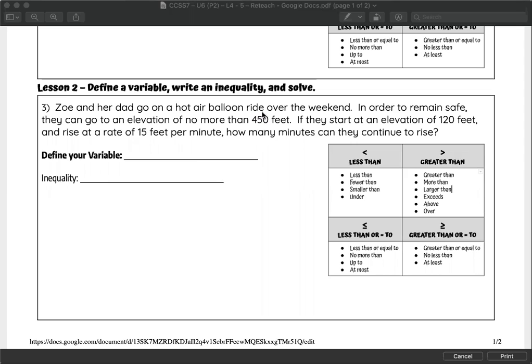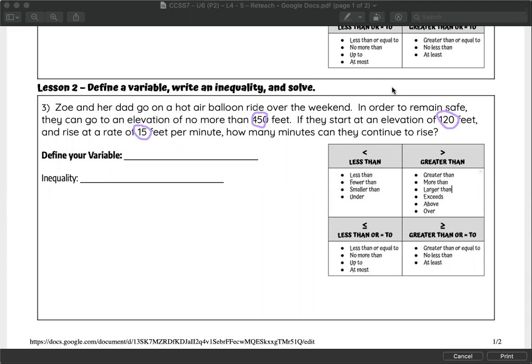I'll make that a little bigger. If they start at an elevation of 120 feet and rise at a rate of 14 feet per minute, how many minutes can they continue to rise?